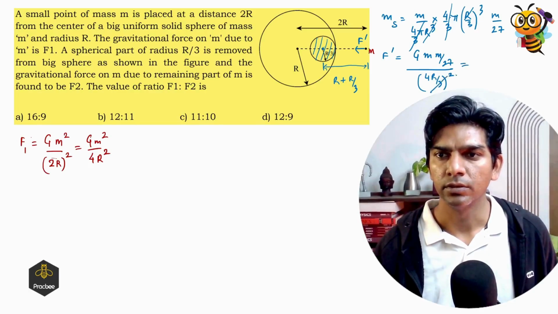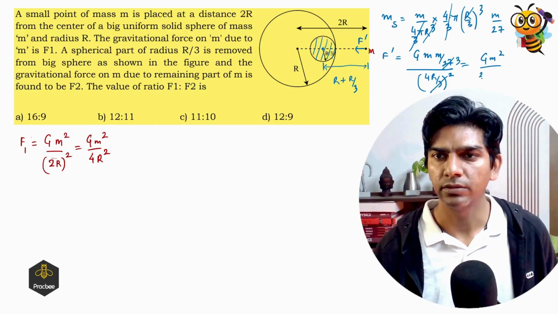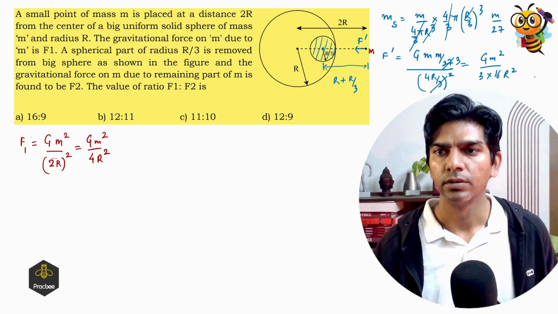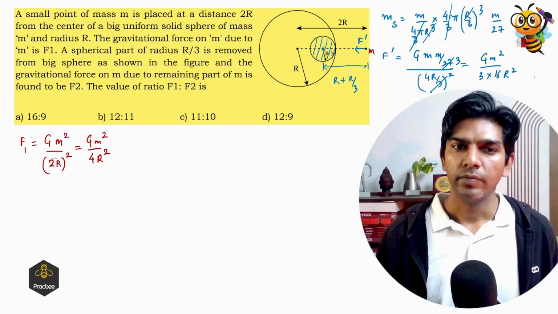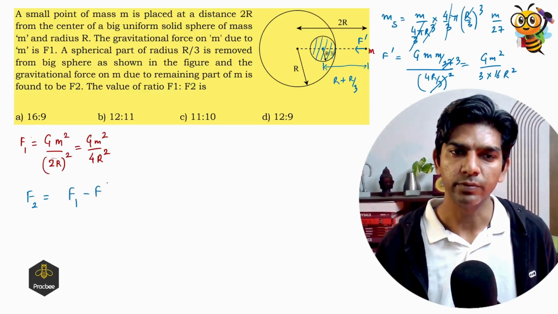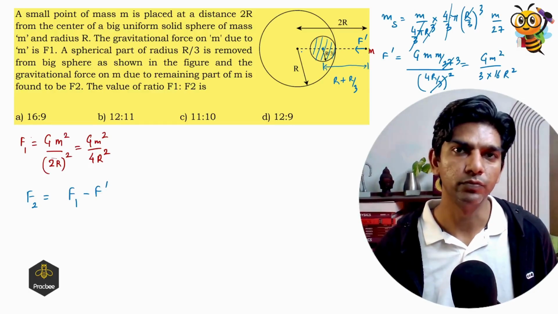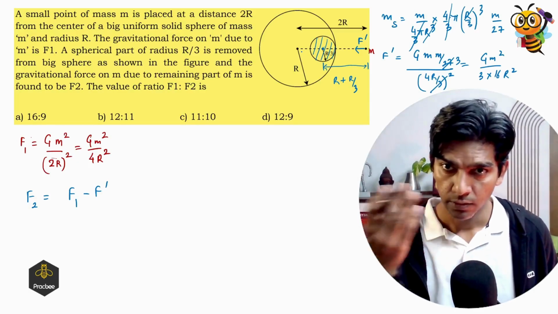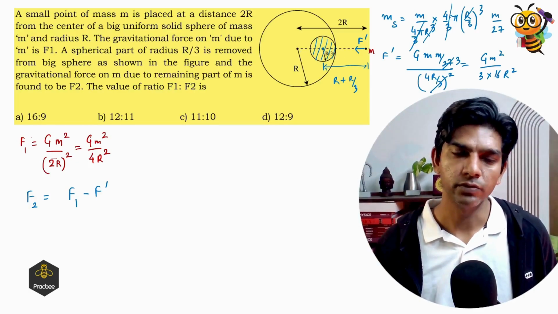So this is 9 and this will become 3. So G m square divided by 3 times 16r square. So we got f prime. And so we can say f2 in this case will be f1 minus f prime, right? Because that mass has been removed. So its contribution towards the force will also get subtracted.